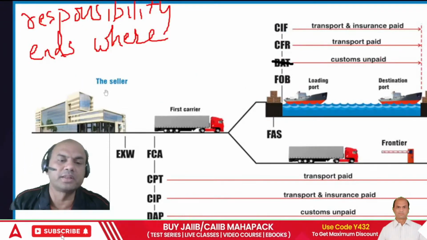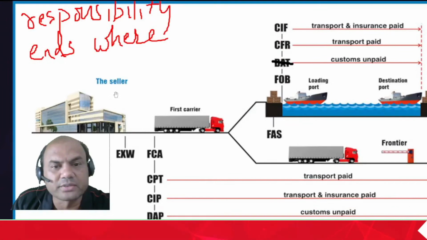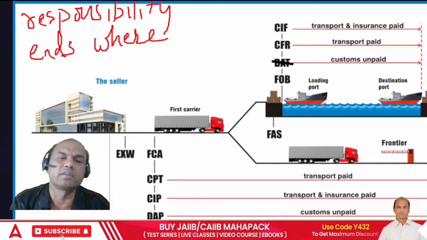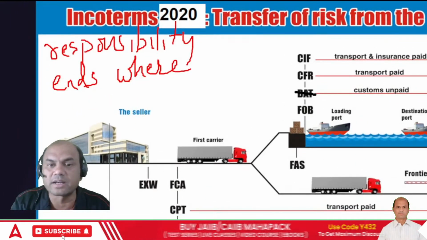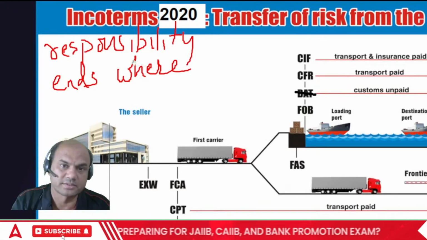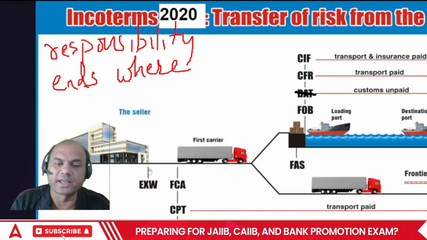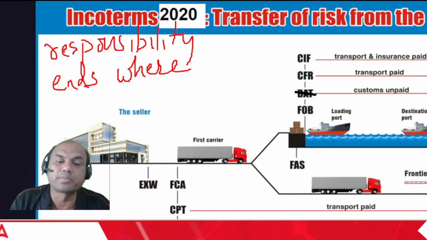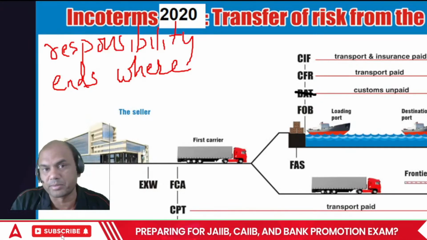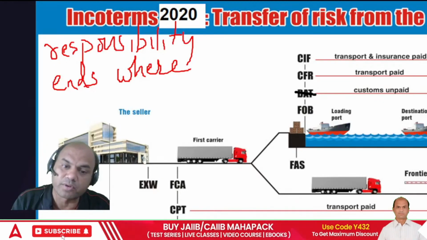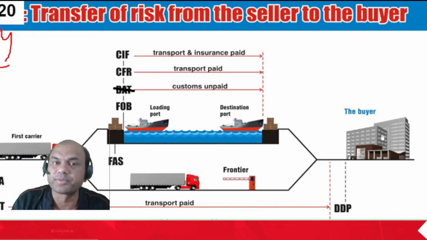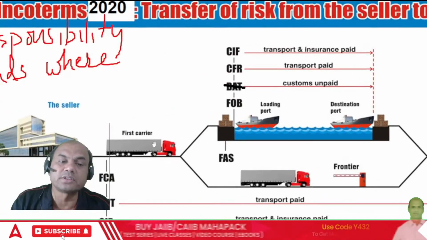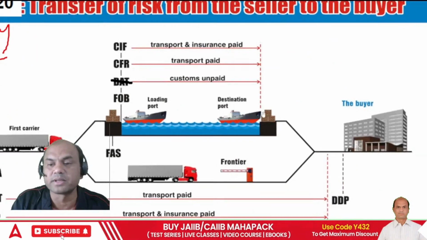Suppose I am in the EXW Incoterm. What is EXW? EXW means where the responsibility of the seller ends. Everywhere the logic is the same: where the responsibility of the seller ends and where the responsibility of the buyer starts. In EXW, the seller's responsibility is the minimum. The seller will just prepare the goods and keep them at his doorstep. Carrying from here till the buyer's place is the responsibility of the buyer. So in EXW, least responsibility is on the seller and most responsibility is on the buyer.